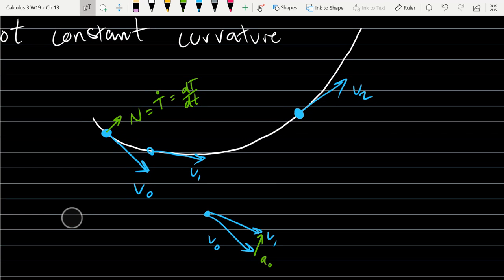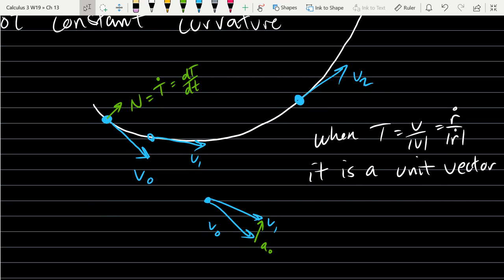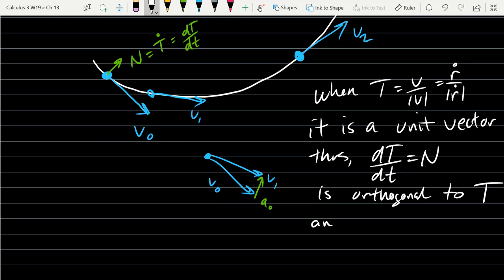So let's write that down. T equals v over magnitude v, which is r dot over magnitude r dot, is a unit vector. So we force it to be a unit vector by dividing by its magnitude for all time t. So this vector N, which we call dT over dt, is orthogonal to T and represents how T changes.